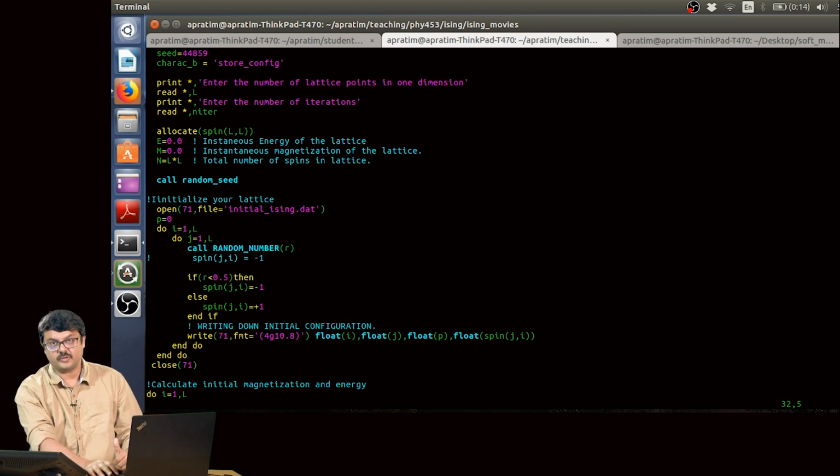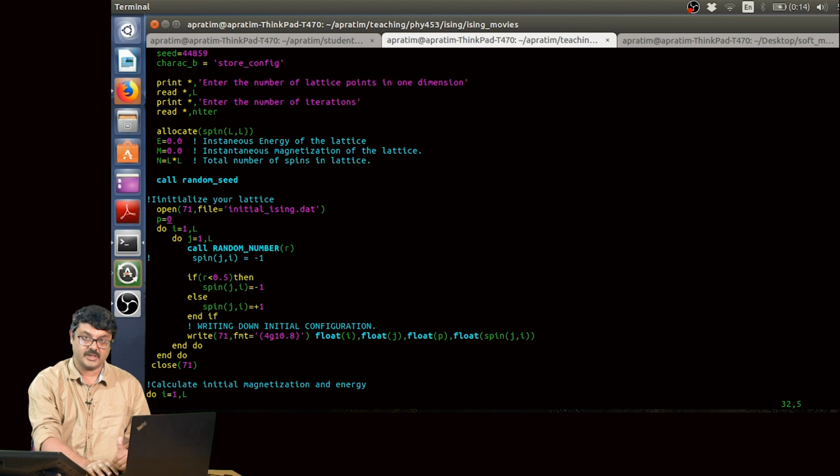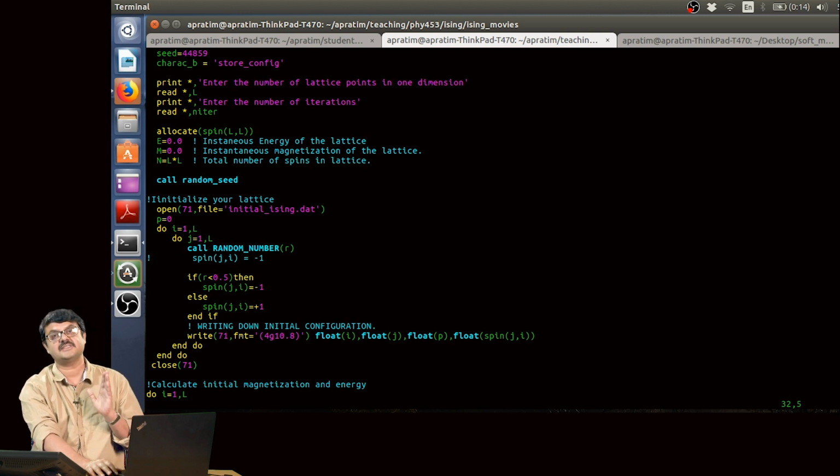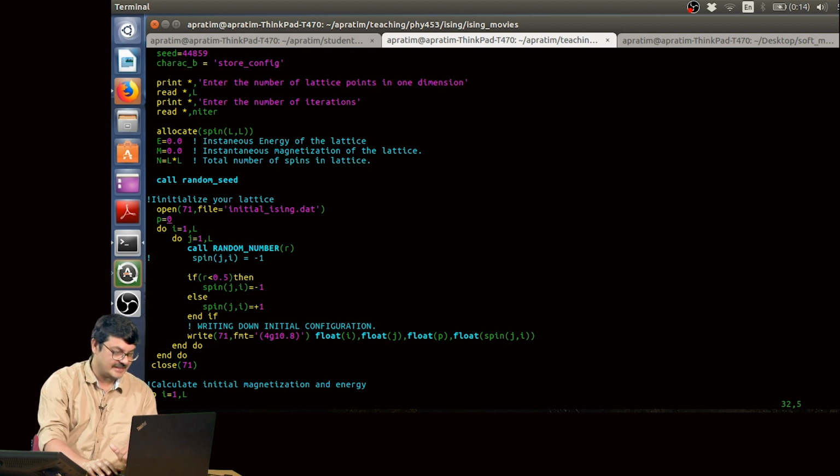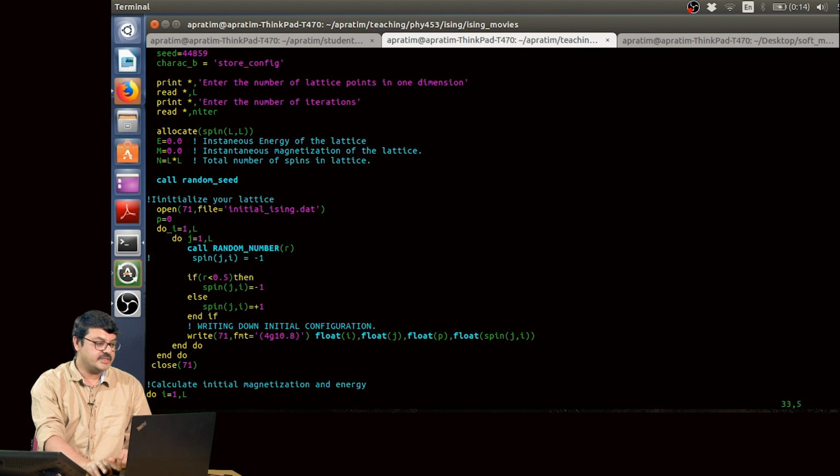And what is the first step in the flow chart? If you go back in the video and look at it, one has to initialize the lattice. What does initialize the lattice mean? Give the values of the spin plus 1 or minus 1 at each lattice site, and that is exactly what I am doing. So, here you see do i equal to 1 to L. So, the value of i changes from 1 to L, right. Do j equal to 1 to L. So, there were two indices corresponding to x and y, i and j. Each varies from 1 to L. Then you are generating a random number here called r.